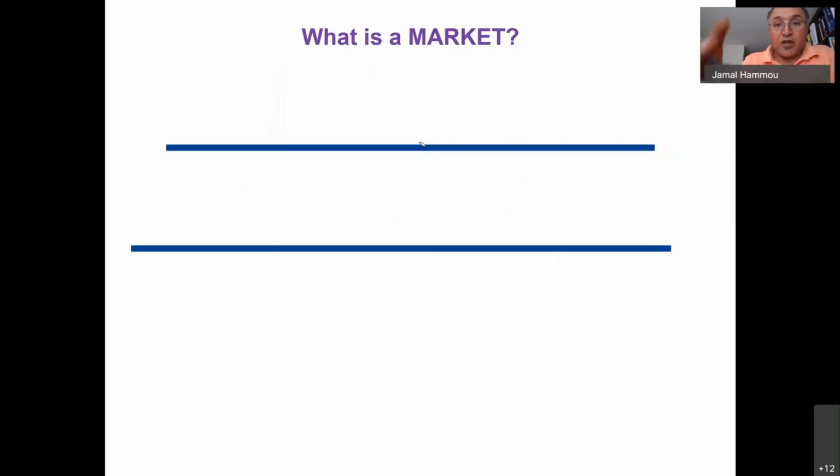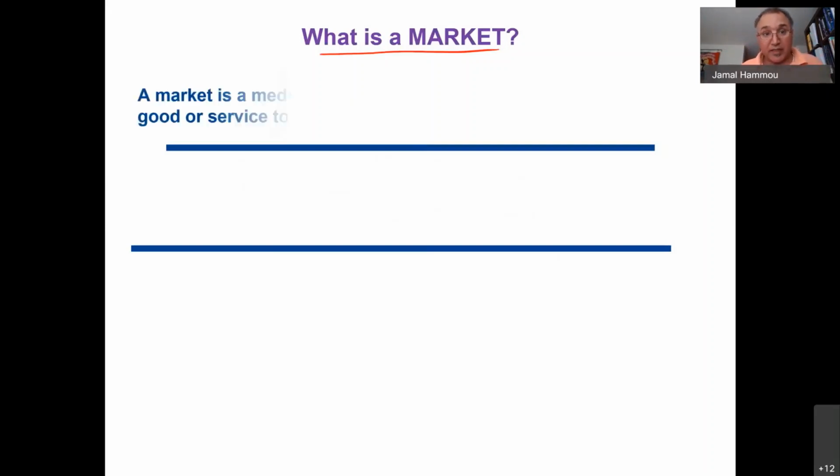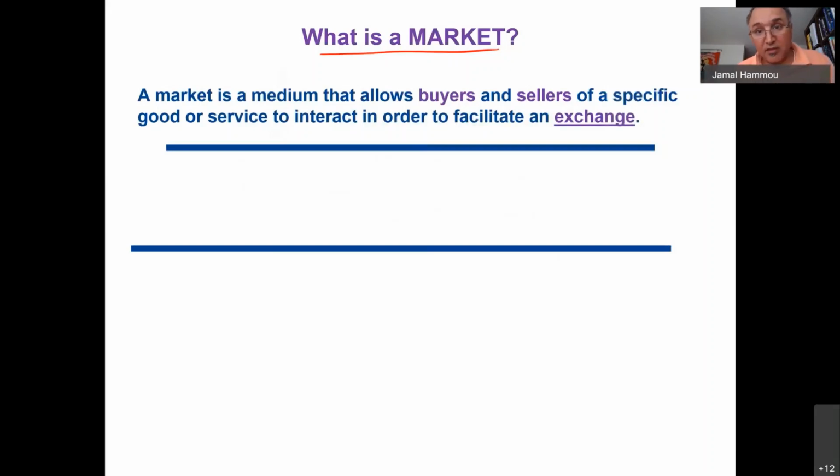But the first question that we have to ask: we have a market. What is a market? We have a market for cars, we have a market for shoes, we have a market for houses. What is a market? Definition of the market: it's a place where buyers and sellers of a specific good or service interact in order to facilitate the exchange.